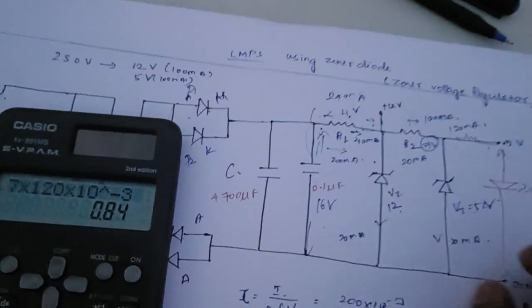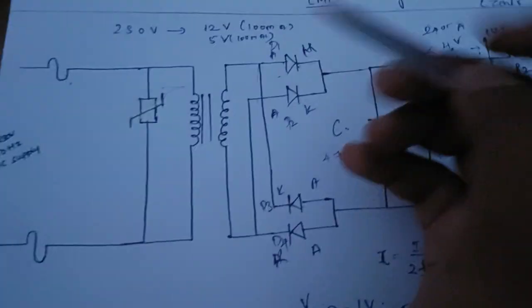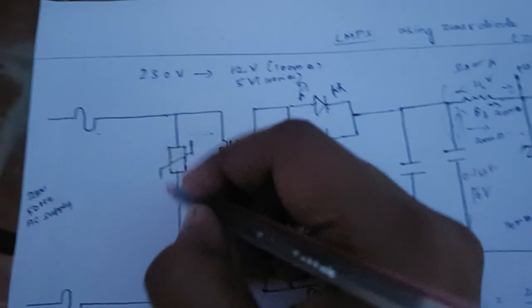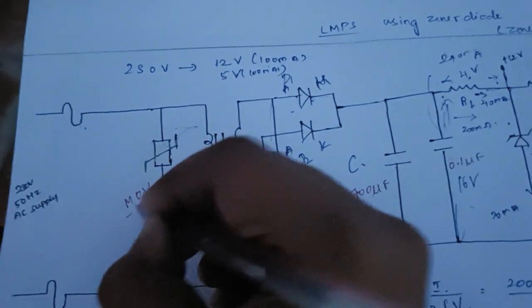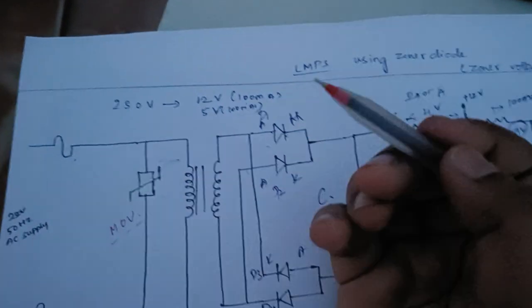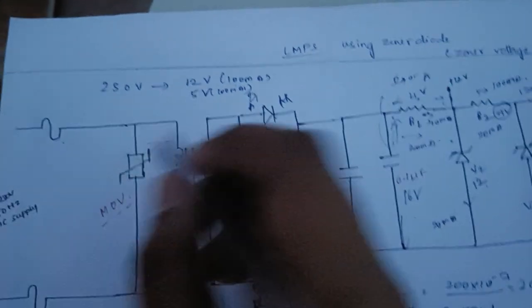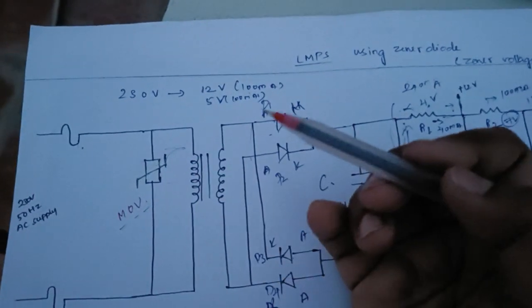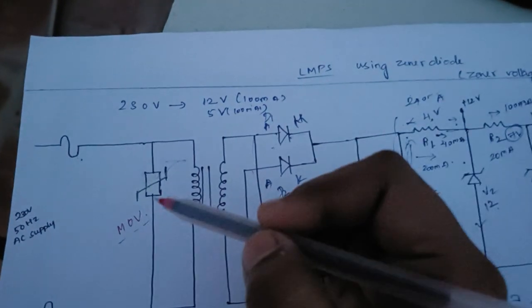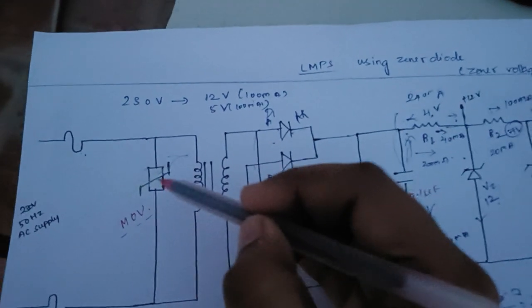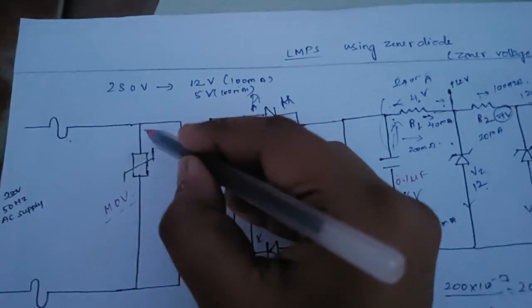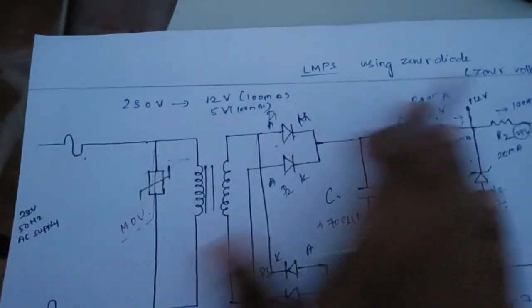Okay, and next, initially we had a fuse for protection, right? One more component is there, the MOV. It is a metal oxide varistor. We can also call it a voltage dependent resistor. What it actually does is, when a high current like lightning or anything affects the circuit, it destroys itself and shorts the path. It shorts the path and protects the remaining circuit.